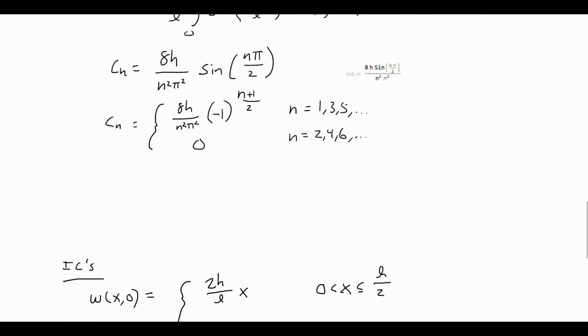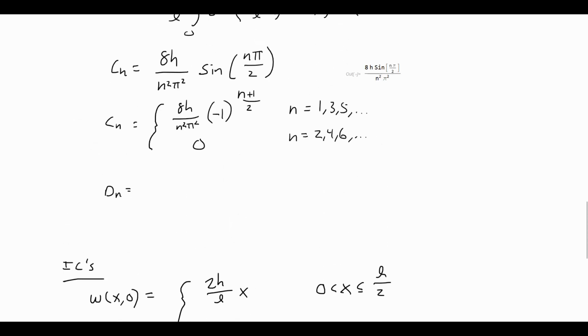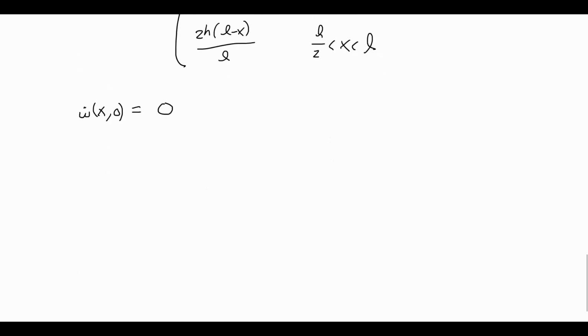And the dn, because we saw that our initial velocities were all 0, our dn is also just going to be all zeros in this case. Because we know it's defined as 2 over L times the integral from 0 to L of omega n, W of n of x, times w dot of x0 dx. But again, everywhere this is just 0, so that makes the entire thing equal to 0. And that's true for all values of n.